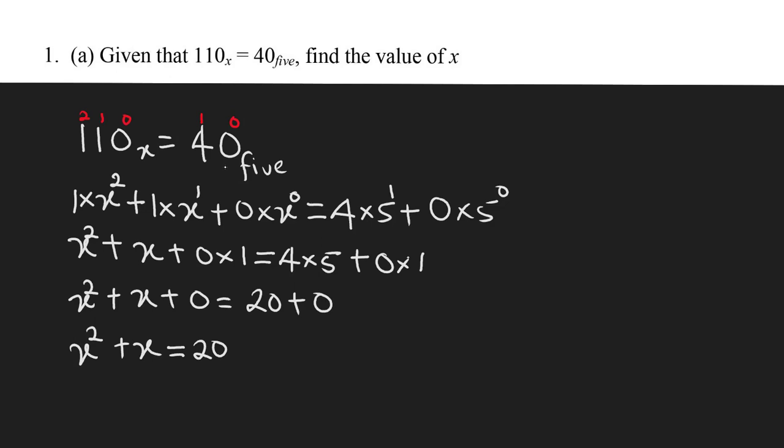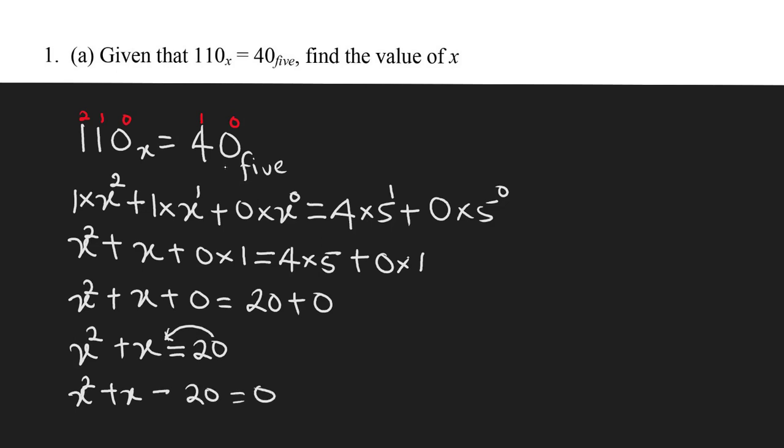We literally remove all the zeros. We don't need them, right? Now this is a quadratic equation, but we have to rearrange it. We have to move this 20 to the other side, and if we move 20 to the other side, we know that the sign will change. Any number with no sign has an invisible positive sign, right? So once it crosses the equality sign, it will change to minus. So we're going to have x squared plus x minus 20 now equals 0.